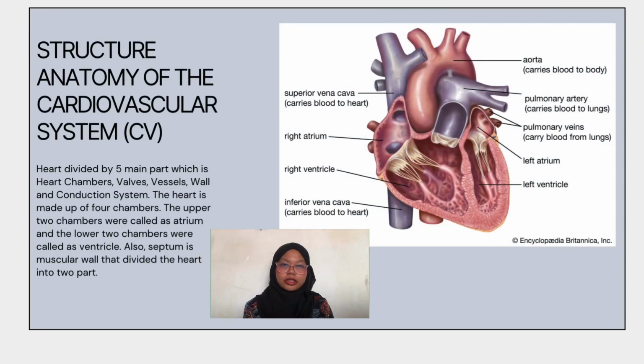The next part is the structure and anatomy of the cardiovascular system. Our heart is divided into five main parts, which are heart chambers, valves, vessels, wall, and conduction system. The heart is made up of four chambers. The upper two chambers we call atrium, and the lower two chambers we call ventricle. Also, the septum is a muscular wall that divides the heart into two parts. As we see here, there's superior vena cava, right atrium, right ventricle, inferior vena cava, left ventricle, left atrium, pulmonary veins, pulmonary artery, and also aorta.